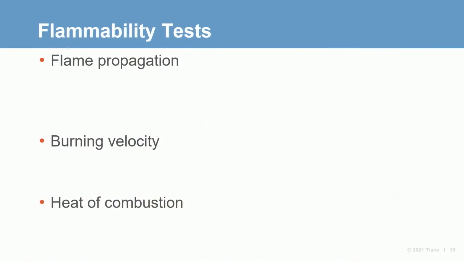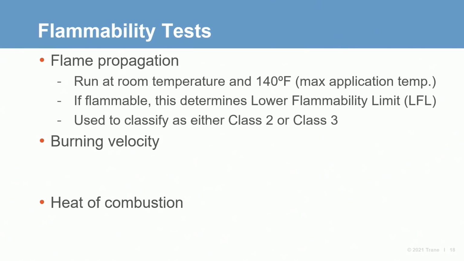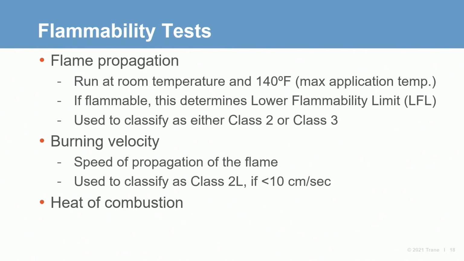Now I will discuss flammability characteristics in more detail by describing the tests that are run to classify the various refrigerants. These include flame propagation, burning velocity, and heat of combustion. Flame propagation tests determine the lower flammability limit for the flammables and classify them either as Class 2 or Class 3. Next, if a refrigerant is known to potentially have a higher minimum ignition energy, or be harder to ignite, a burning velocity test is conducted to further classify the refrigerant as Class 2L.